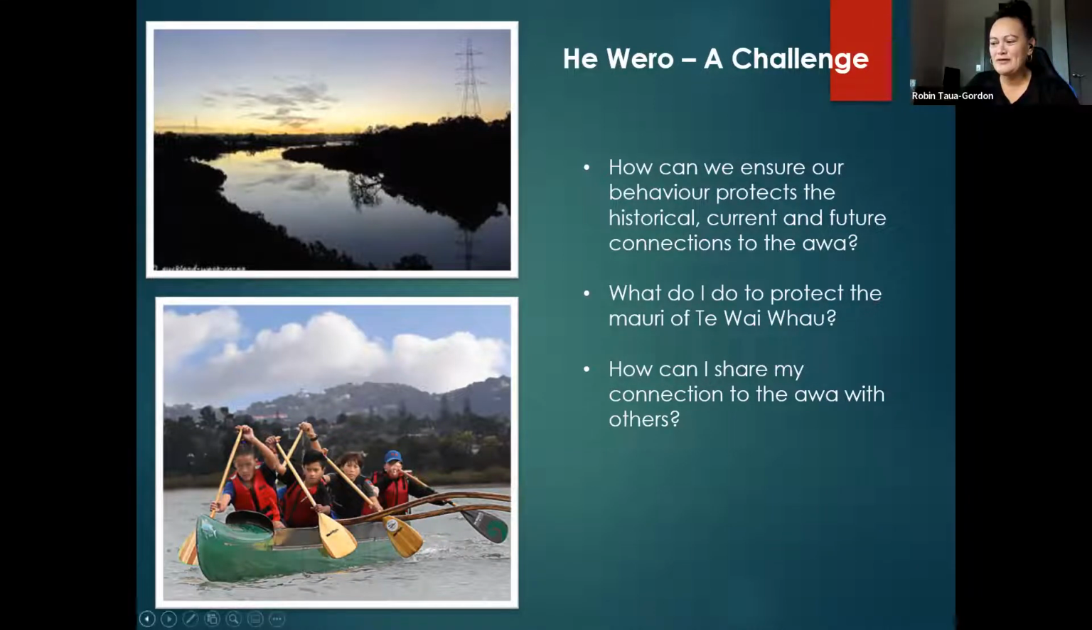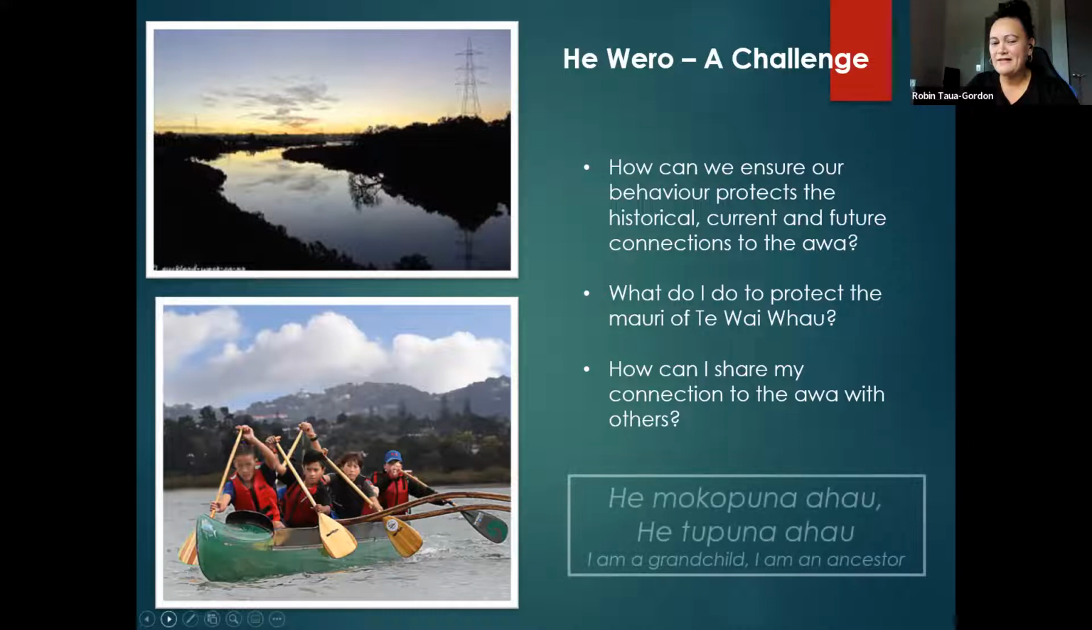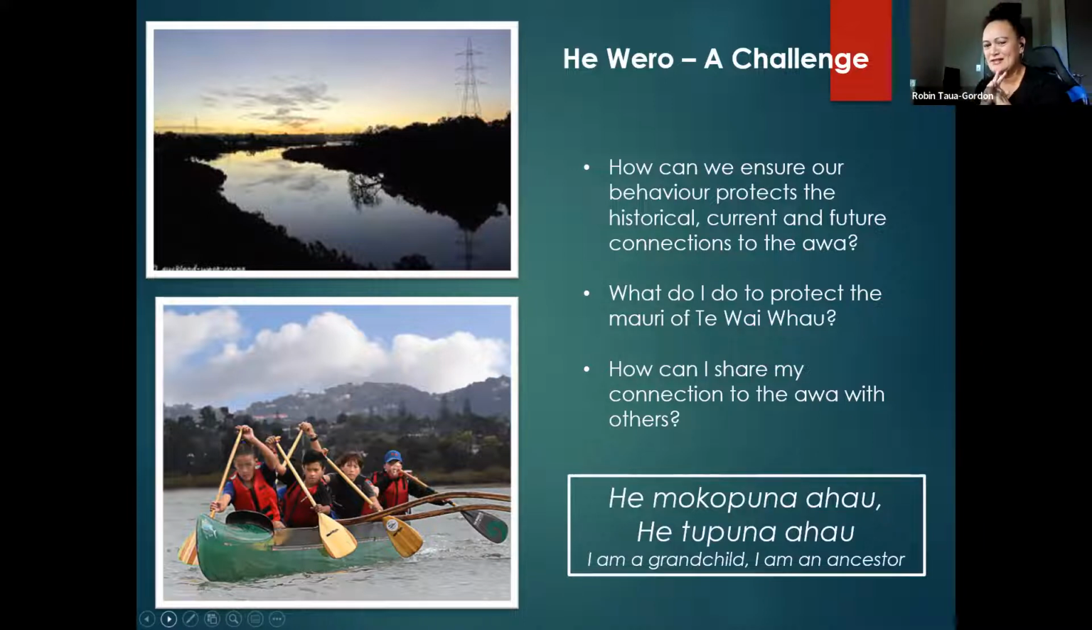So I just want to finish my kōrero. It's a nice short one, tino poto taku kōrero i tēnei ahi, but I wanted to get to the point. But here's a whakataukī: he mokopuna ahau, he tupuna ahau. Basically what that means is I'm a grandchild and I'm an ancestor.